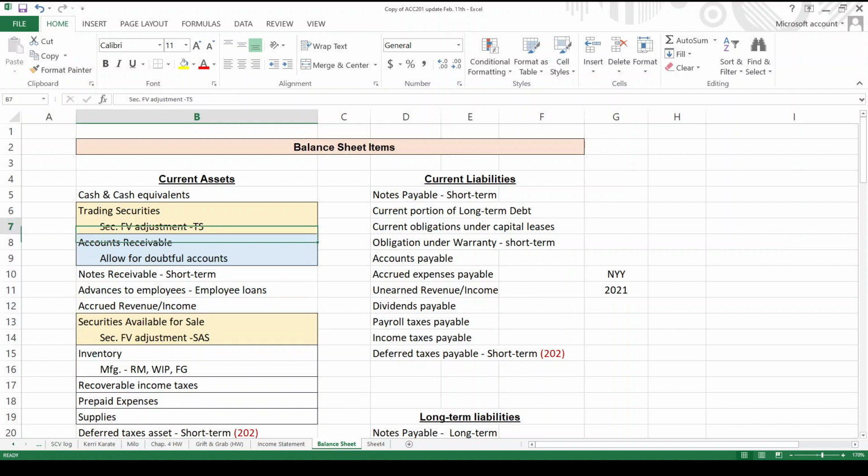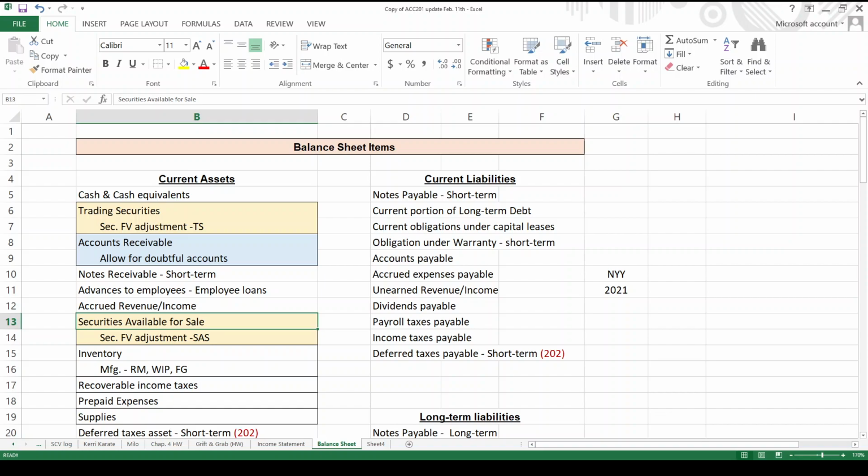Securities available for sale. This could be the very same securities that we had up here, the difference being that the frequency of trading is not nearly as often. So if you have a security available for sale and you are classifying it as a current asset, what does that mean? It means that you intend to hold the particular security for less than 1 year.